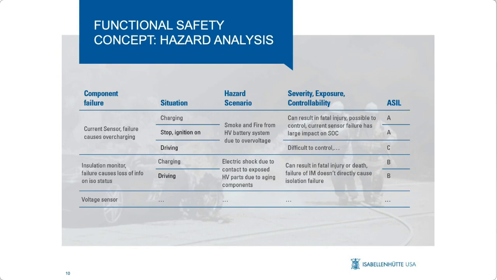Here's an example of what a hazard analysis can look like for a smart sensing module in a high voltage battery system on a very high level. The simplified spreadsheet below shows possible component failures in certain situations that have certain hazard scenarios as a result, and the severity, exposure, and controllability evaluation that results in a certain ASIL rating.